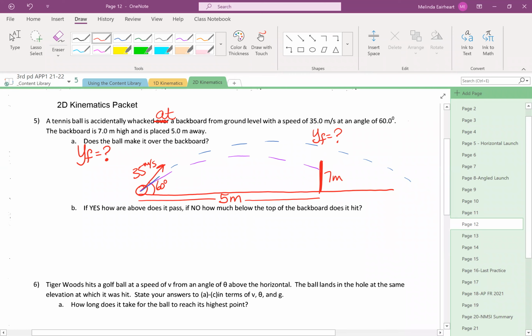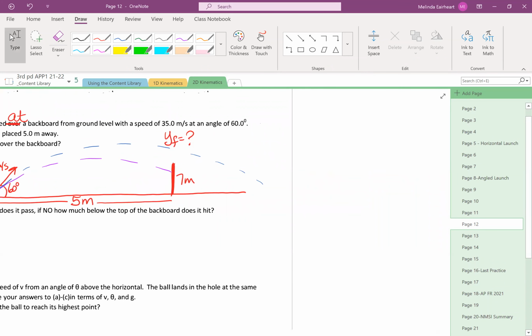Okay, so in order to solve for whether it hits the backboard, we said we need that final vertical position. Now, don't assume that it's at the peak whenever it reaches that backboard, okay? But we need to find time first. And they gave you enough horizontal information to find time.